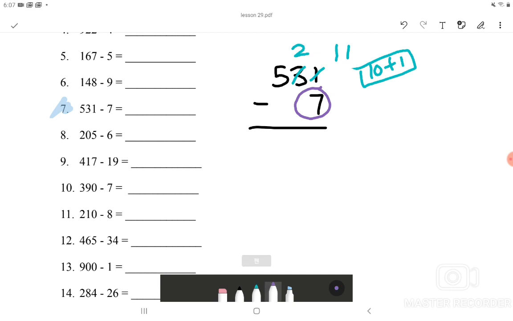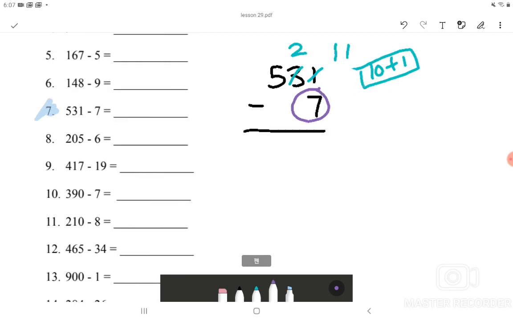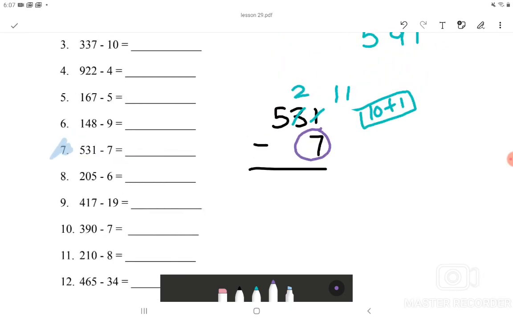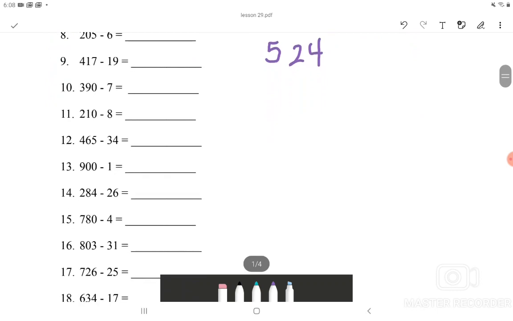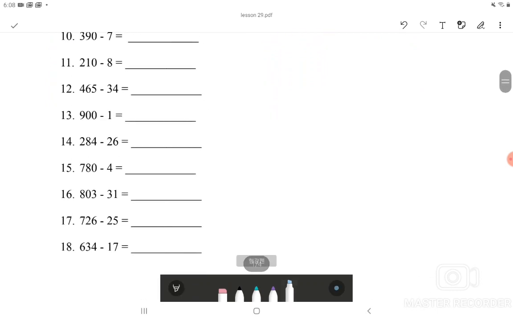So now you would have to do 11 minus 7, and when you do 11 minus 7, you would get 4, and 2 just brought down, or 2 minus 0 is 2, and 5 minus 0 or brought down is 5. So for the answer, you would get 524 for number 7.